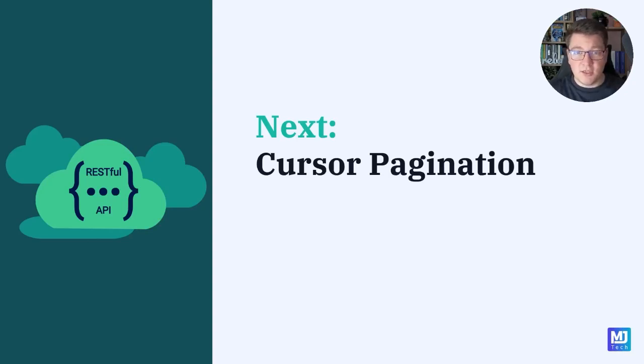Nonetheless, optimistic locking is an important topic, and I wanted to make sure that I cover it when talking about REST APIs. Now let's move on to our next lesson, where I'm going to show you how to implement cursor pagination.